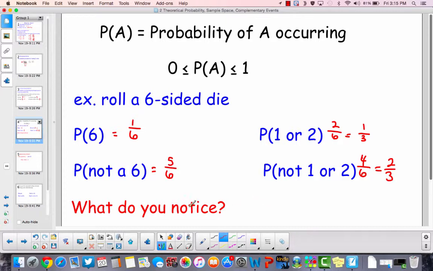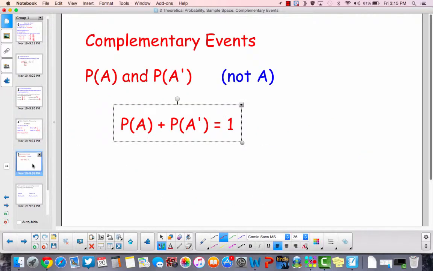All right, what do you notice? Yes. The probability of A and the probability of A prime, also called not A, are equal to 1 when added, because the sum of all probabilities has to be 1. So it either happens or it doesn't happen. You either roll a 6 or you don't roll a 6. You either roll a 1 or a 2 or you don't roll a 1 or a 2.